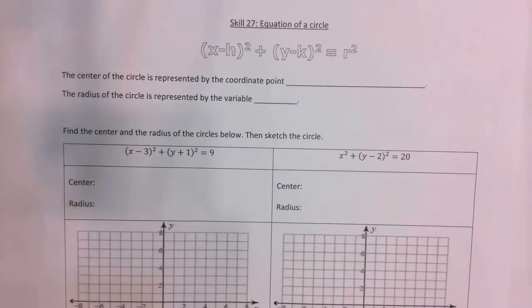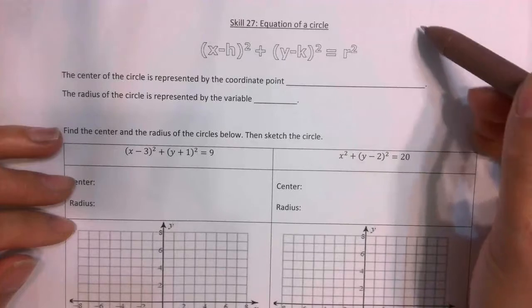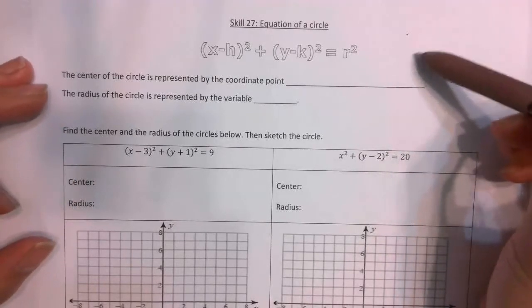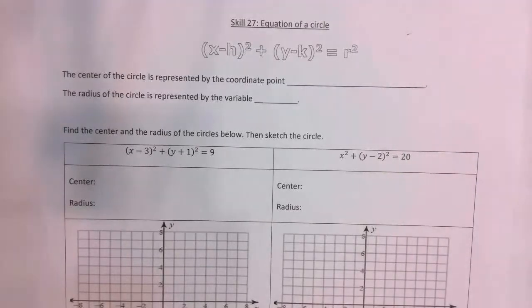So what is a circle? Well, you know what the circle is, right? It's the collection of dots from the center to the same distance, and that distance is called a radius. So that's what the circle is.